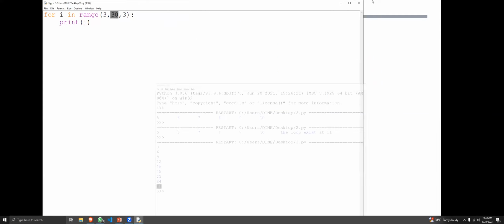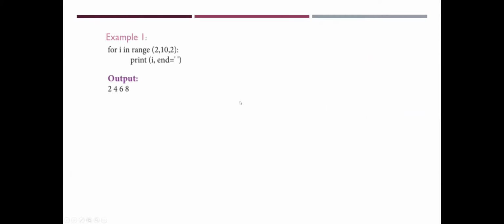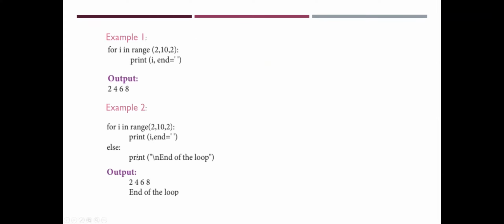Okay. So this is the range function. In example 2, we have print with an else statement. After this condition fails, the else part will be executed because the condition has not been satisfied.